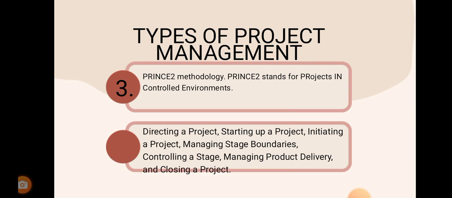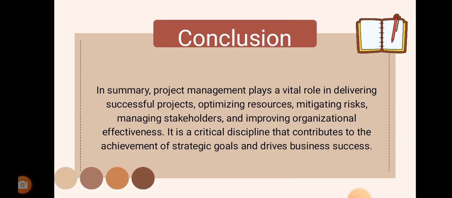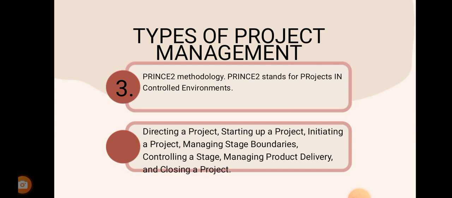Lastly, the type of project management is the PRINCE2 methodology. PRINCE2 stands for Projects in Controlled Environments. Its processes are directing a project, starting up a project, initiating a project, managing stage boundaries, controlling a stage, managing product delivery, and closing a project. That is how the PRINCE2 methodology works. Those are the types of project management that are very useful to a company, to a team, or even to you as a student.